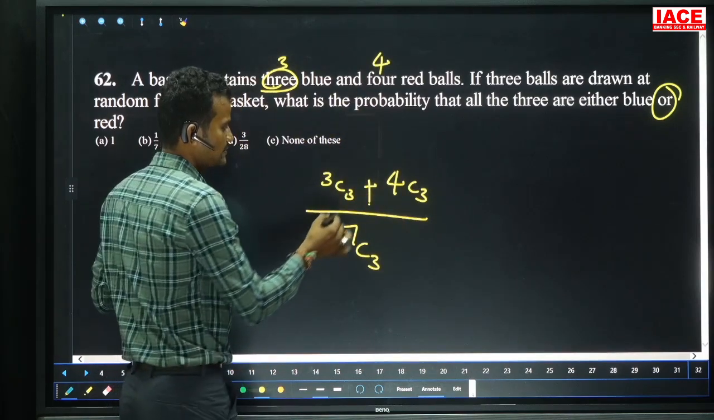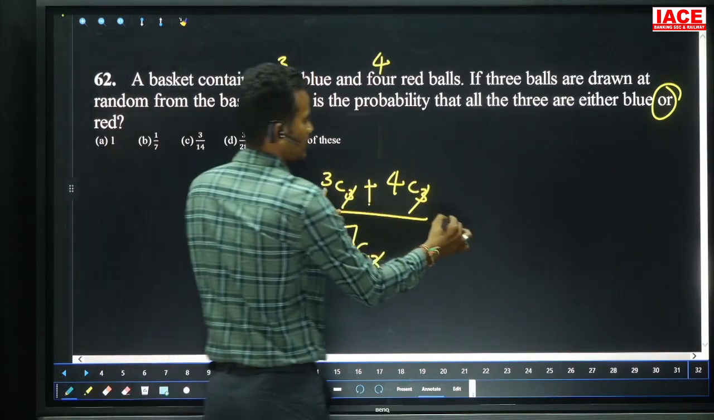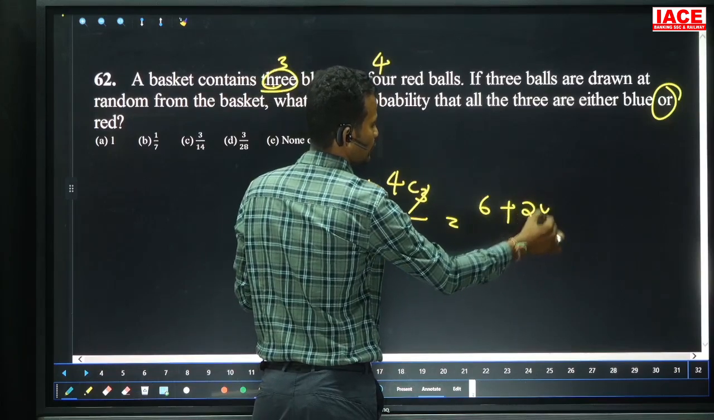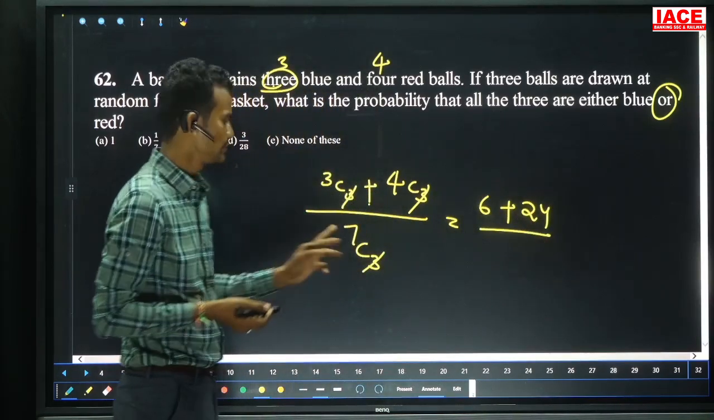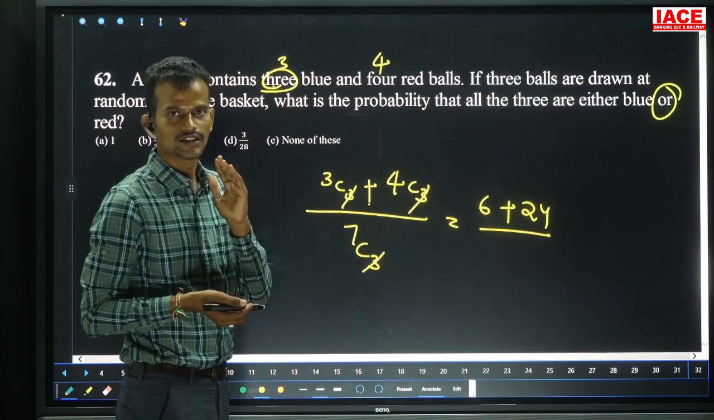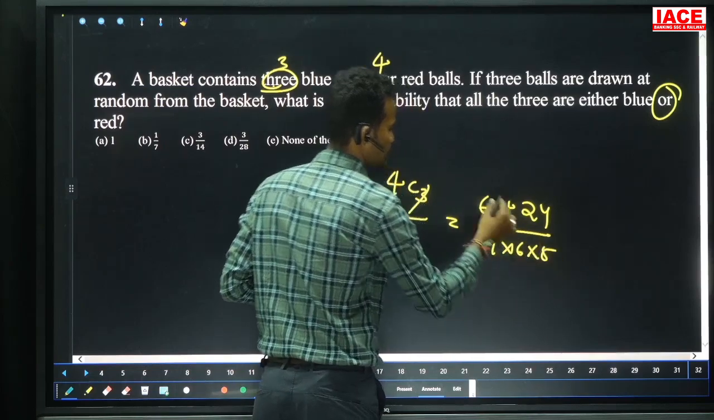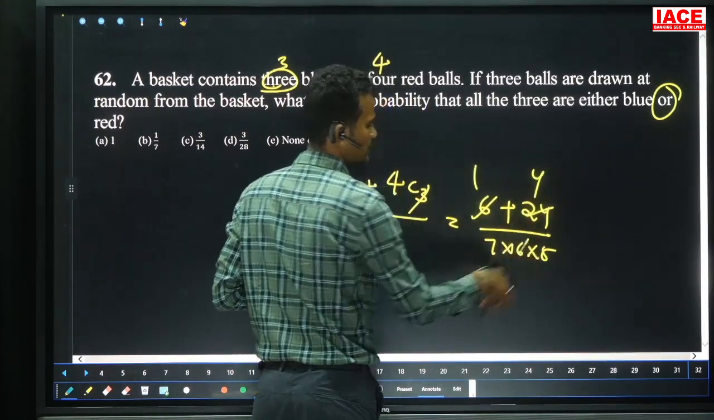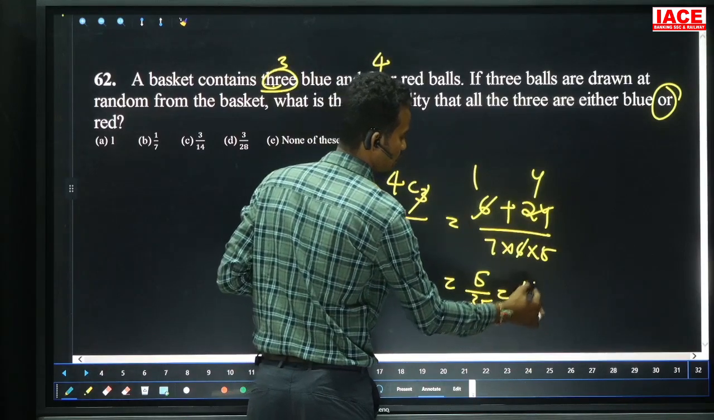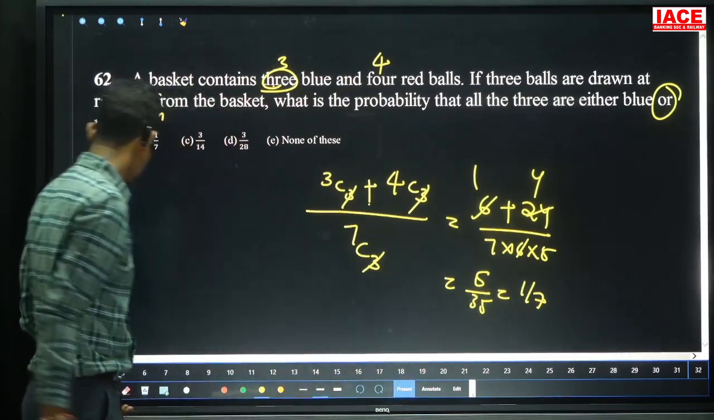Okay, listen, sir. In the denominator the 3 factorial will be cancelled. So what will become? 3 factorial value 6, 4 factorial value 24, divided by 7. So 7 means 7 into 6 into 5. Now 6 ones are 6, 6 fours are 24, plus 1 is 25. 7 fives are 35. So what is your answer, sir? 1 by 7. So option B. Clear? See the next one, sir.